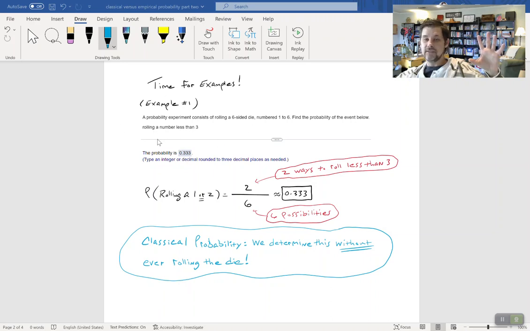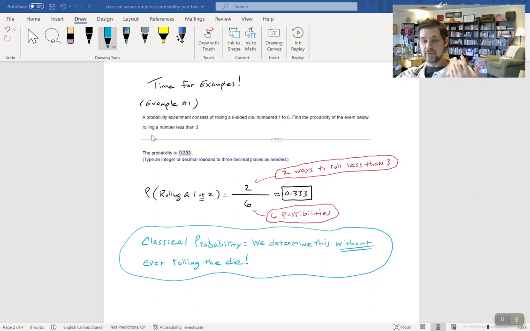The intention of this question is not to get a die, start rolling it, and figure out how often you get a number less than 3. Okay? We're not going to roll a die. We're not going to do any of that. This is classical probability. We're going to determine this without ever rolling a die. Okay? So just in concept, just think about it. What does this mean? Rolling a number less than 3, that would translate to rolling a 1 or a 2. Now, can you tell me without rolling a die how many ways that can happen? It can happen 2 ways.